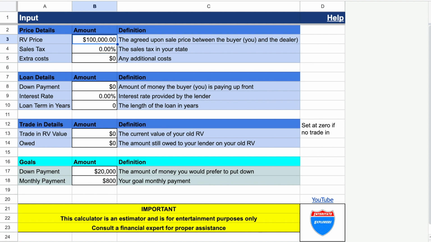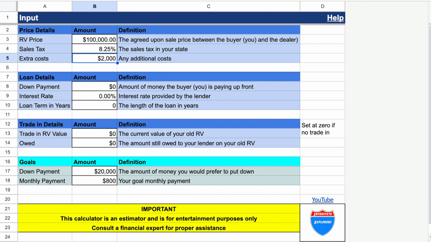Now, most RVs cost well under $100,000. So if you're looking to buy an RV and you never purchased one, don't worry. $100,000, it would be a very expensive and nice RV. Most of them go for much cheaper than this. The sales tax is going to vary depending on where you live. Ours is about 8.25%, so we're going to put that in. And the additional costs, we're going to say about $2,000.